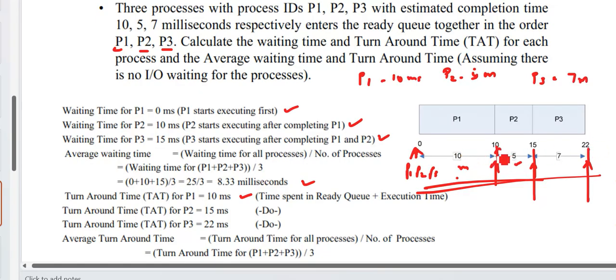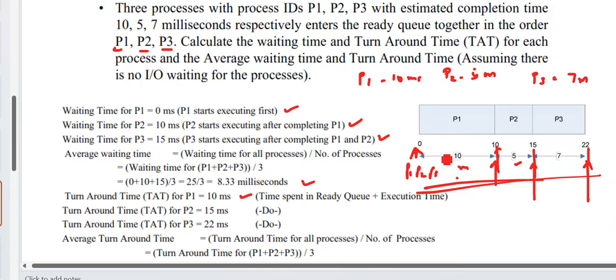So you have to write on the x-axis 10, after adding 5 it is 15 milliseconds, after adding 7, 22 milliseconds. So these are nothing but TAT for P1, P2, and P3. Total turnaround time starts from the inception. All three came into the ready queue here, but the scheduler schedules according to first come first serve: P1 first, then P2, then P3.